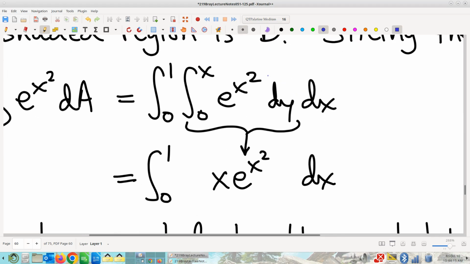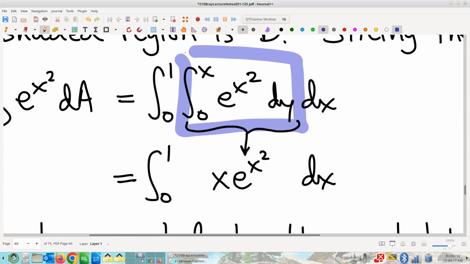Right? But here, this inside integral now is a dy integral. That means that x is literally a constant for the purposes of that dy integral. That means I treat x as a constant. That means this whole integrand is a constant. And so the dy integral is actually pretty easy. Right? 0 to x gives you that factor of x.